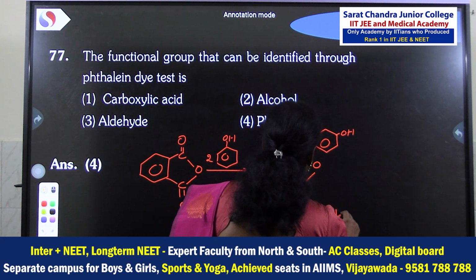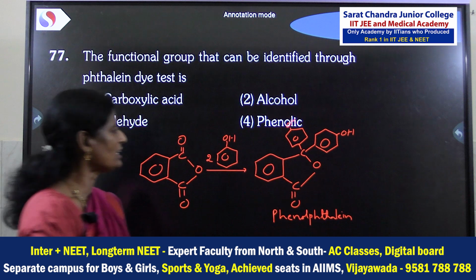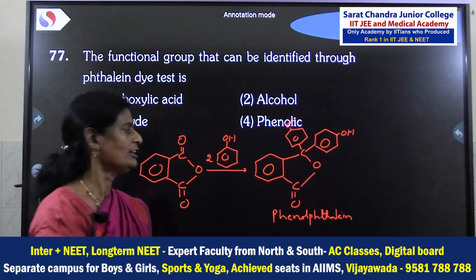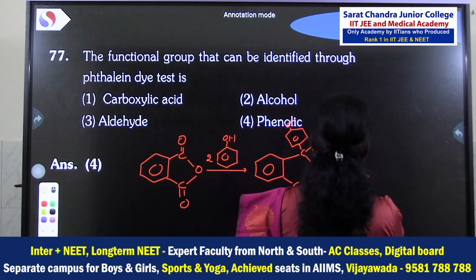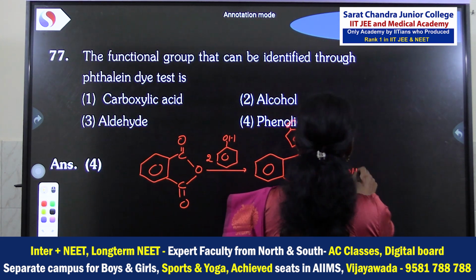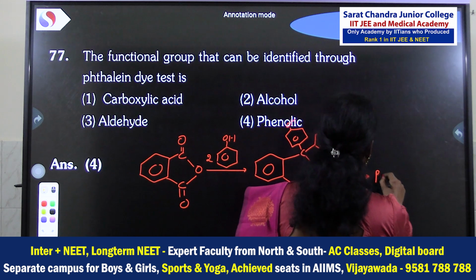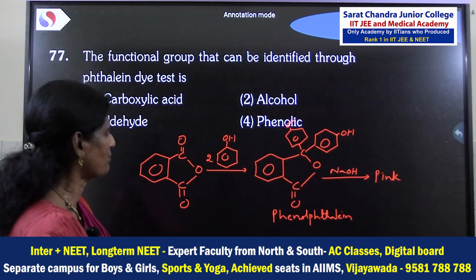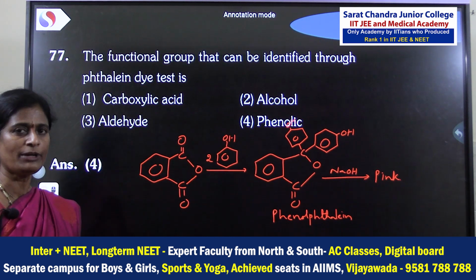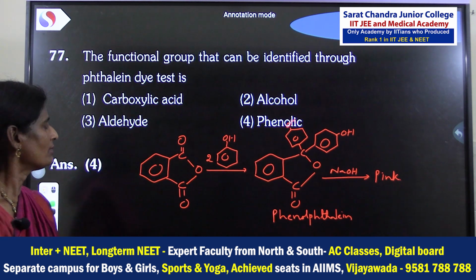Phenolphthalein is an acid-base indicator. It shows one color in acidic medium and another color in basic medium. So when phenolphthalein is treated with a base, NaOH, it gives a pink color. It shows pink color in basic medium, whereas in acidic medium it is colorless.